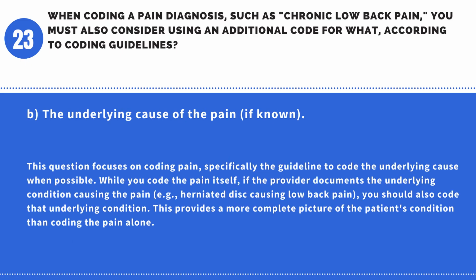Answer: B. The underlying cause of the pain, if known. This question focuses on coding pain, specifically the guideline to code the underlying cause when possible. While you code the pain itself, if the provider documents the underlying condition causing the pain, e.g., herniated disc causing low back pain, you should also code that underlying condition. This provides a more complete picture of the patient's condition than coding the pain alone.